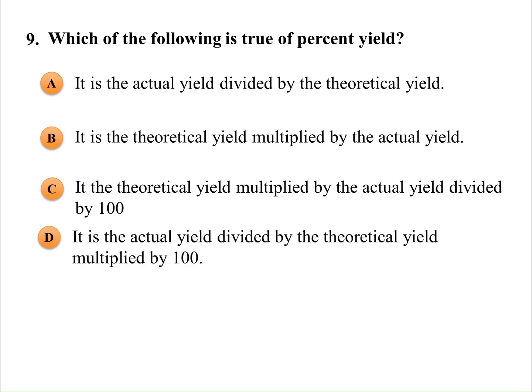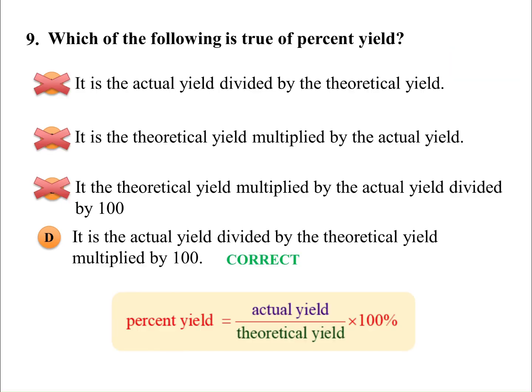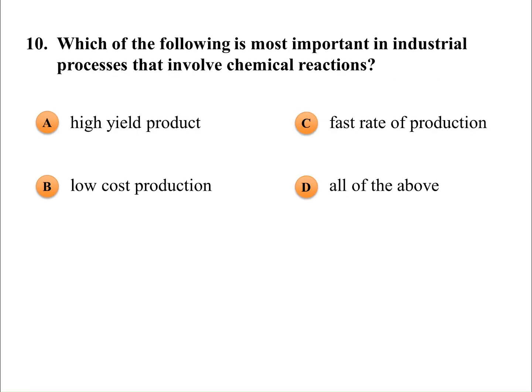Which of the following is true of percent yield? The correct answer is D. Which of the following is most important in industrial processes that involve chemical reactions? The correct answer is D.